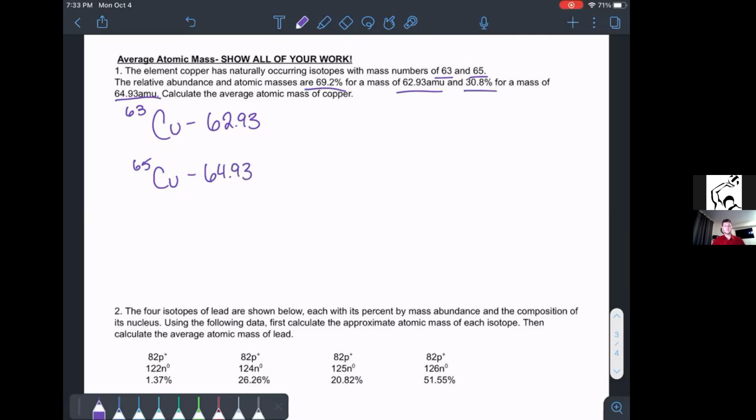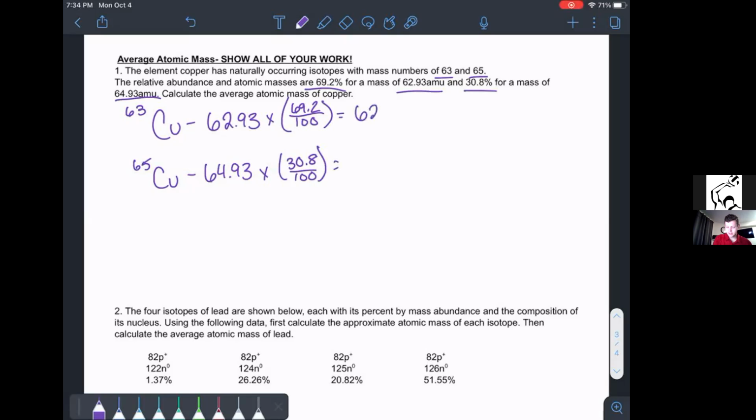So we're going to put 64.93 right here. Now, when we multiply both of these, we're going to multiply their percentages. But remember, when we do percent multiplication, it's really that 69.2% divided by 100, because percents are always out of 100. And then this one's going to be 30.8 divided by 100.